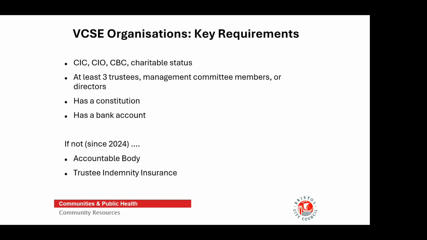And in 2024, the council strengthened its due diligence processes to address any financial risks and ensure that money is being spent responsibly. So there could be some people that have made applications that would have been eligible to receive funds before 2024, but no longer meet this new criteria. And so if you aren't incorporated as above and you can't receive funds under that, there are some options, which are receiving funding via an accountable body, so working with them to hold the money, or taking out trustee indemnity insurance, which limits the risk to individuals holding the money.